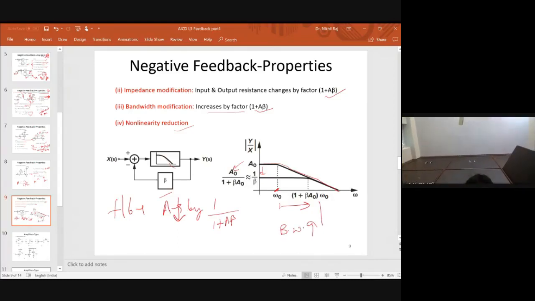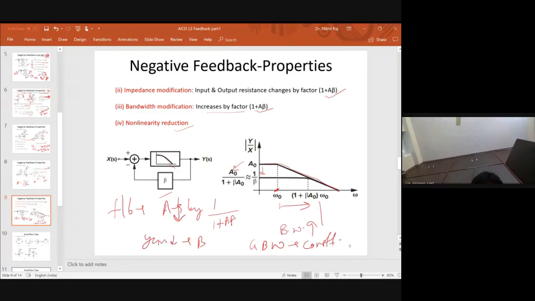So applying negative feedback, what happened? The gain decreases but the bandwidth increases. This means, indirectly, that the gain bandwidth product is always constant. If gain is decreasing, then your bandwidth will be increasing. So this graph is representing that form.